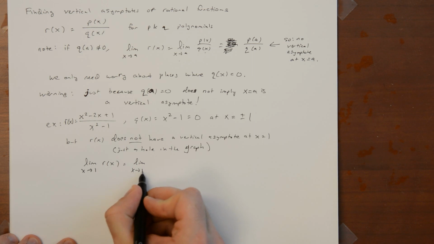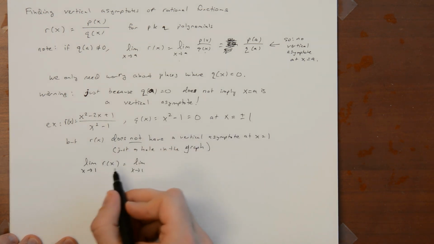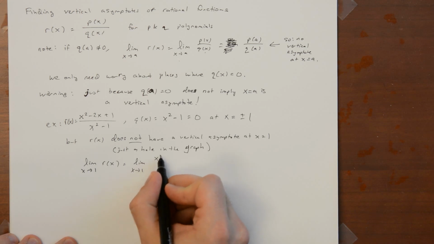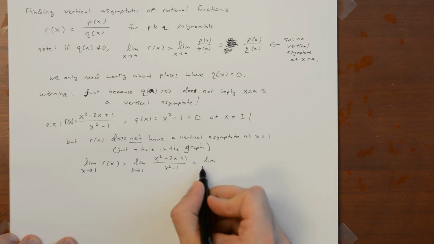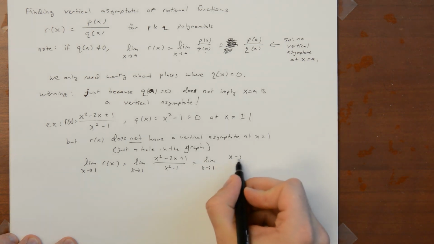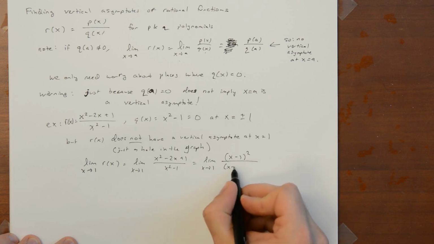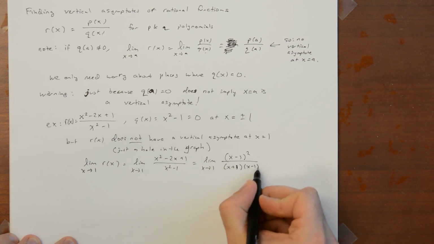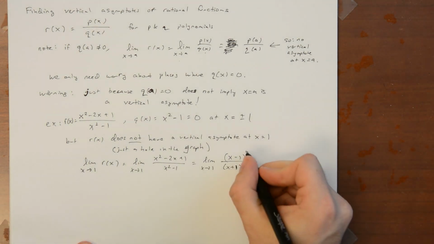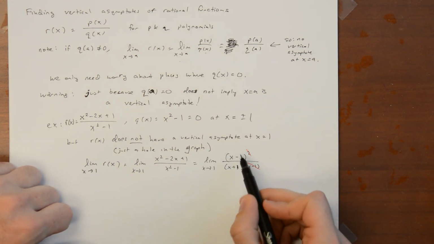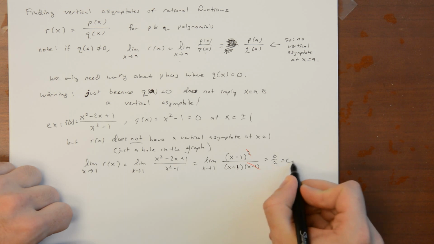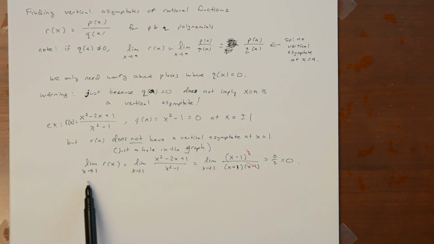As x approaches 1, the limit of r of x is this, and I can factor the numerator and denominator. Because this is x minus 1, the quantity squared, and this is x plus 1 times x minus 1. And I can cancel a factor of x minus 1 from the numerator and denominator. And then as x approaches 1, we get 0 over 2, which is 0. So we have a finite limit as x approaches 1, even though there's a hole at x equals 1. So there's not a vertical asymptote there.